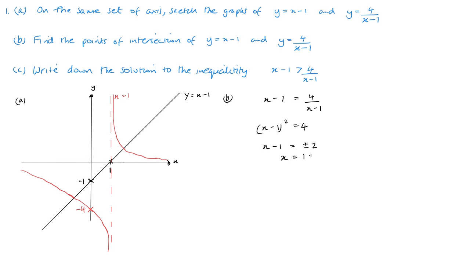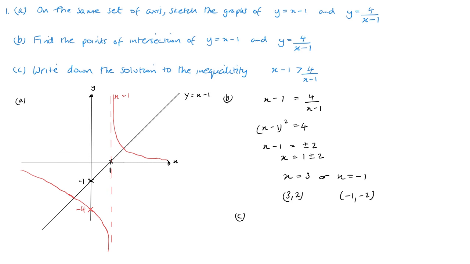So x equals 1 plus or minus 2. So x equals 1 plus 2 is 3, or x equals 1 minus 2 is minus 1. So those are my two x values. Now substituting these two into this graph, as it's the easier one, will give me the y values. So substituting 3 in, 3 minus 1 is 2. So the coordinates here are 3, 2. And minus 1 minus 1 is minus 2. So minus 1, minus 2 is my other coordinates there.